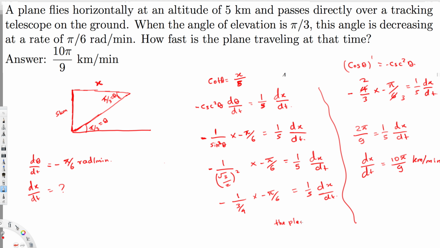The plane is traveling at the speed of 10π/9 kilometers per minute. So the plane is traveling at the speed of 10π/9 kilometers per minute. This is my final answer, and that's it. The answer they have given completely matches this one. So this is how we find the answer.